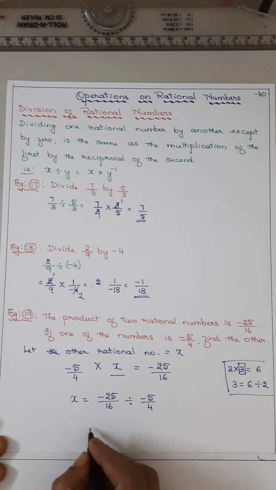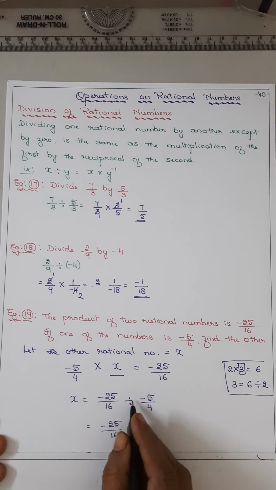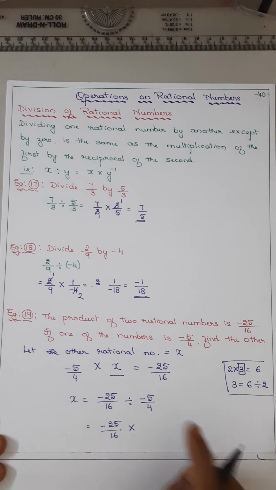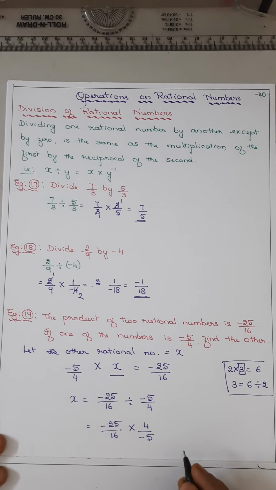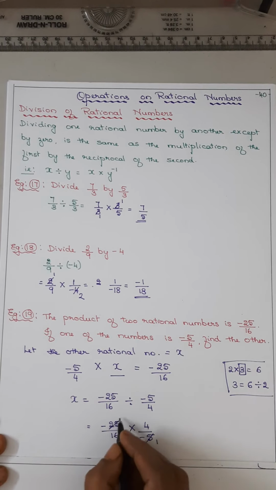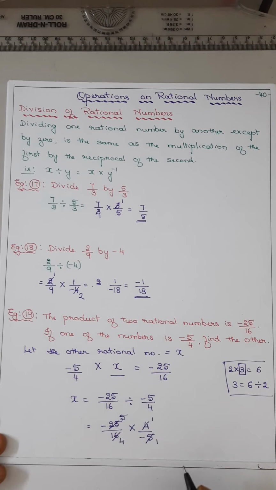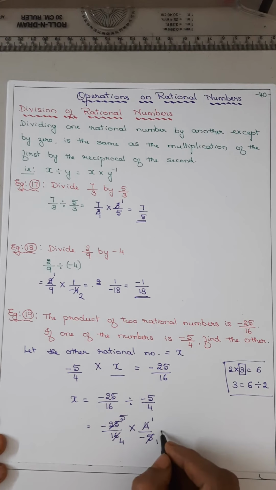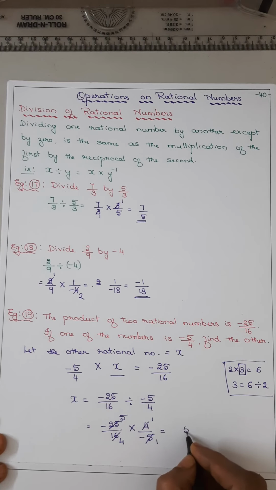Now ordinary division. So minus 25 by 16, change this to the multiplication sign. Write the reciprocal, 4 upon minus 5. Now cancellation: 5 ones are 5, 5 5s are 25, 4 ones are 4, 4 4s are 16. So it will be minus minus plus. Our numerator 5 ones are 5, denominator 4 ones are 4.